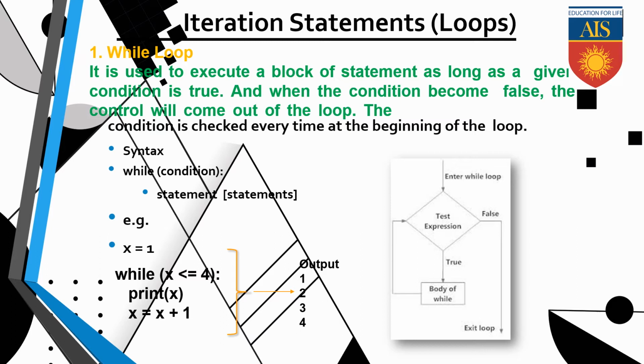Here you can see the example: x equal 1, while x less than or equal 4, it will print x, and x will be x equal x plus 1. Here you can see the flowchart of your while loop. Enter the while loop, test expression. If it is true, then it will move to body of while, otherwise it will exit if it is false. So you have given the value of x as 1 according to the condition which is matched, that means less than or equal 4, and then it will print the value of x. And how x will increase itself? x equal x plus 1, that means automatically x is going to be increased 1 by 1.